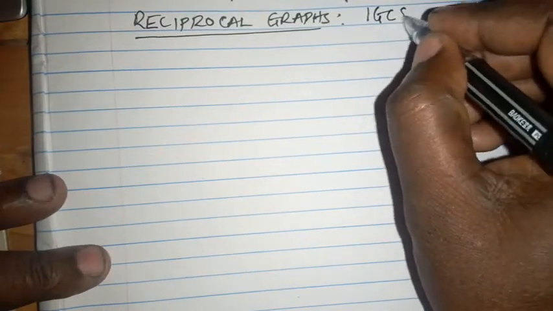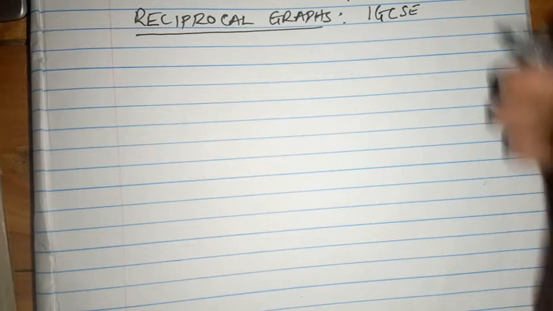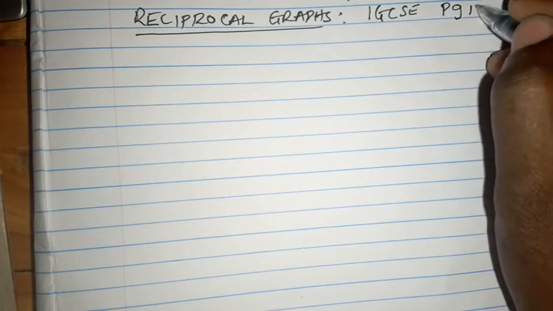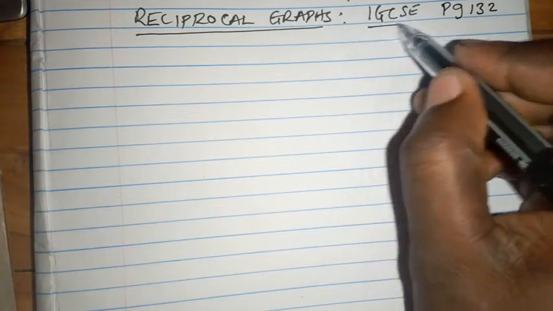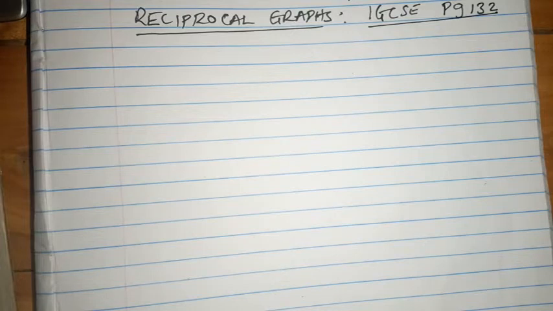This is a continuation of IGCSE coverage of the syllabus, and we are still studying graphs 6, and we are on page 132, where we are trying to understand the reciprocal graphs.